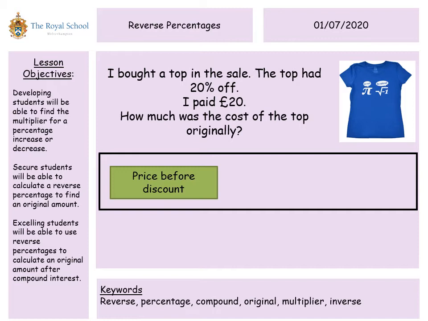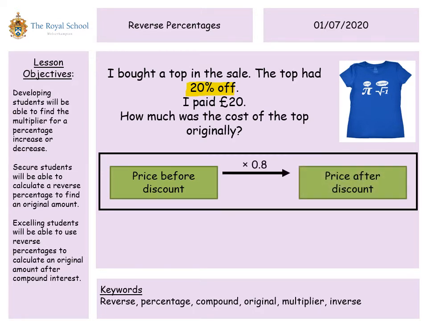Let's have a look at the percentage that we got here then. So this was 20% off in this sale, and as we've seen before then, 20% off an original amount would leave you with 80% of it, and therefore the multiplier would be 0.8. So our price before the discount, the original price, was multiplied by 0.8 to get the sale price of £20.